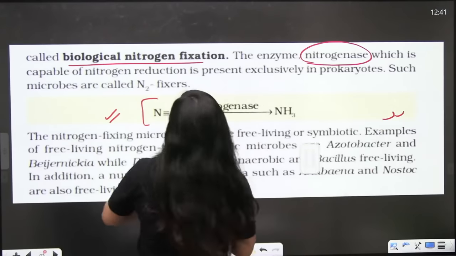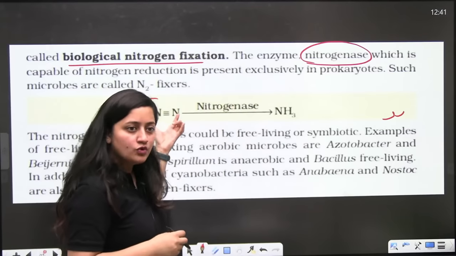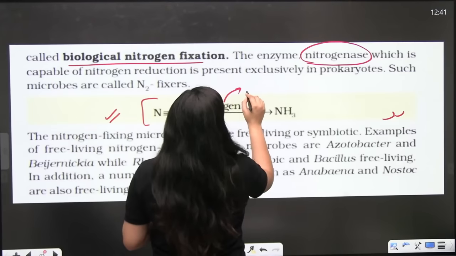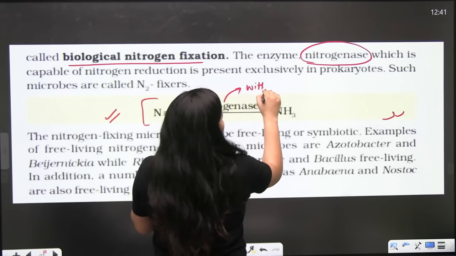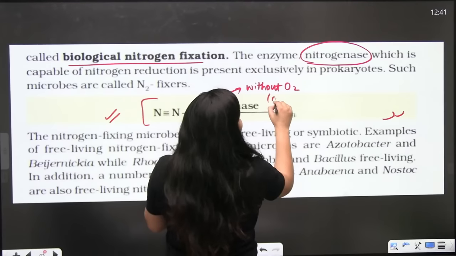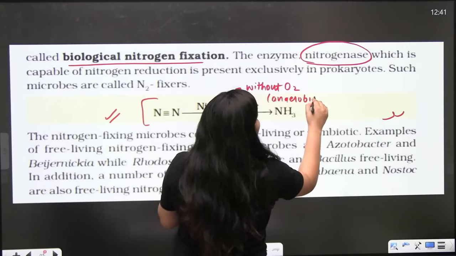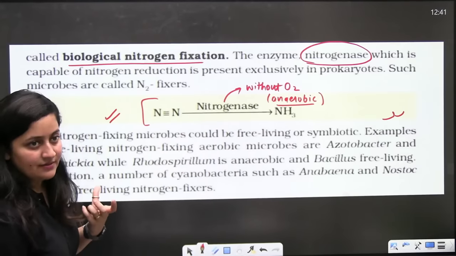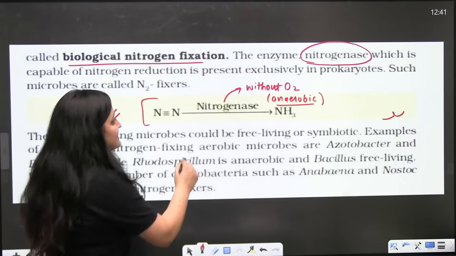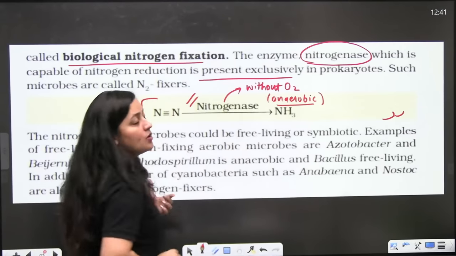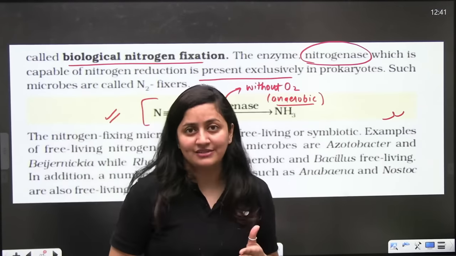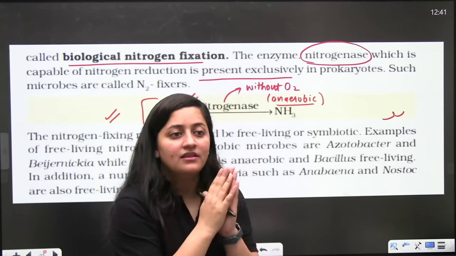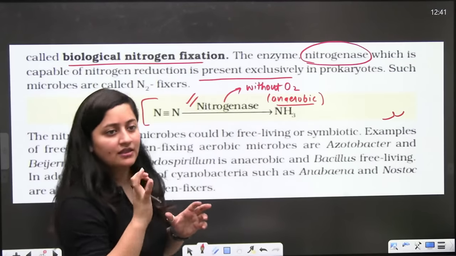So, just focus here, bachche. Biological nitrogen fixation is conversion of this nitrogen to ammonia. So, which enzyme is used here? Nitrogenase. So, it works without oxygen, right? It works in anaerobic condition. That is what you need to remember. So, this enzyme is exclusively present in prokaryotes. What is the meaning of being exclusively present in prokaryotes? It will not be there in any of the eukaryotes. It is only there in the prokaryotes.